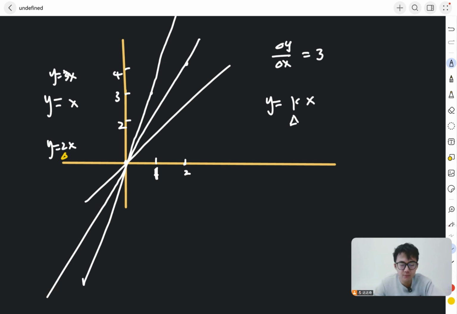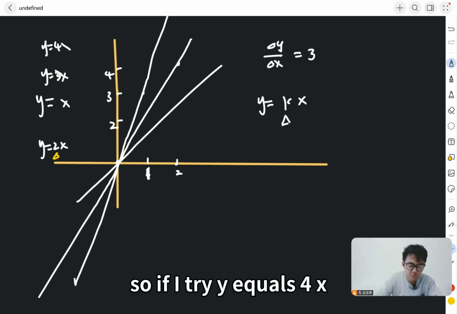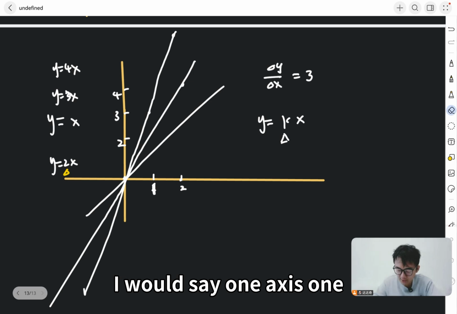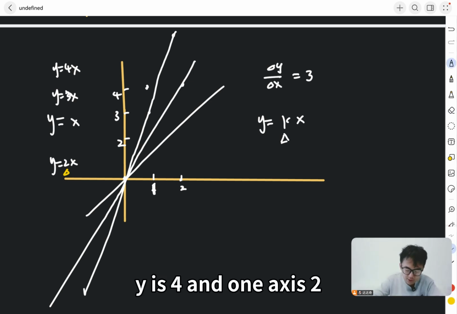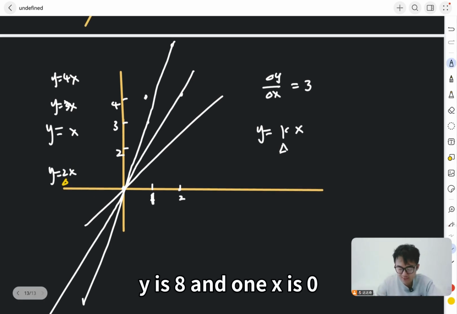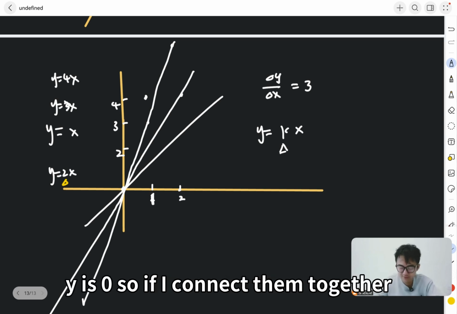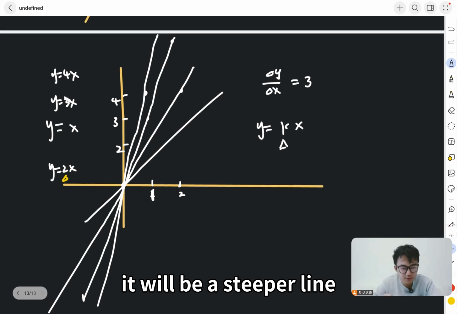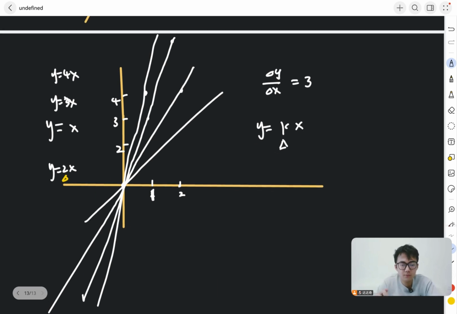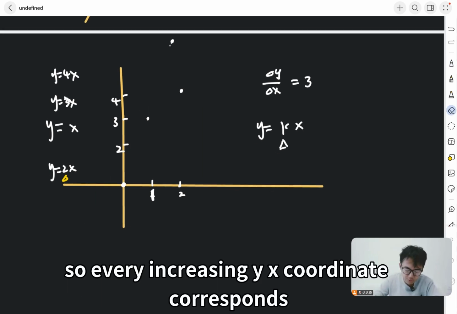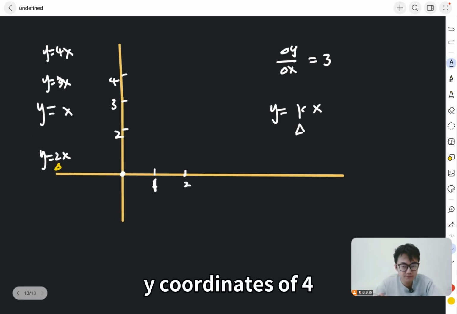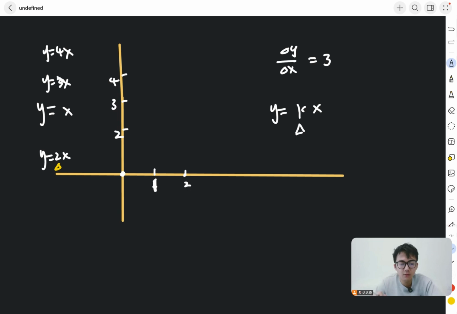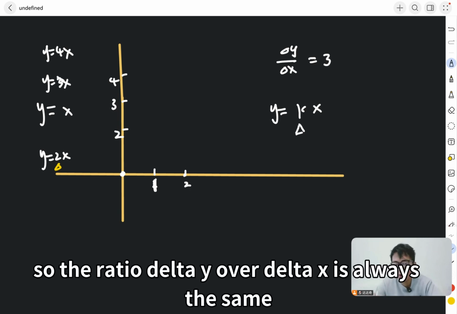over x. So if I try y equals 4x, I would say when x is 1, y is 4, when x is 2, y is 8, and when x is 0, y is 0. So if I connect them together, it will be a steeper line. Every increase of 1 in the x coordinate corresponds to an increase of 4 in the y coordinate. So the ratio delta y over delta x is always the same.